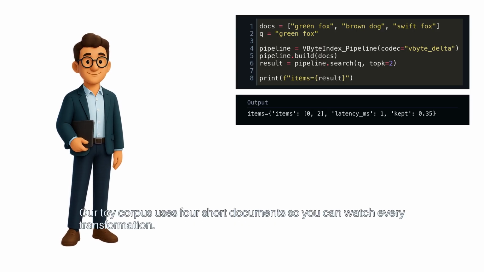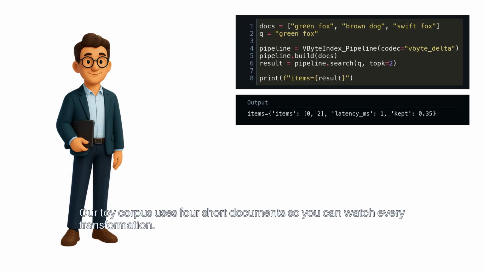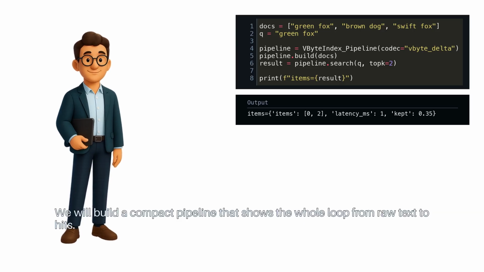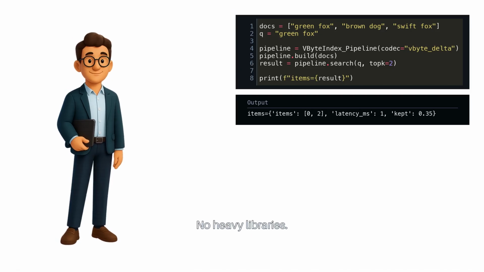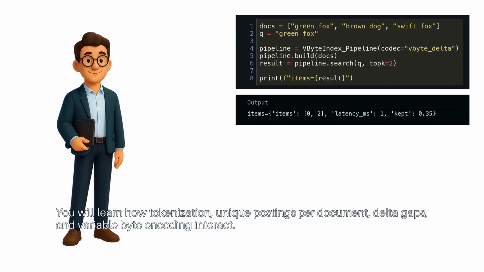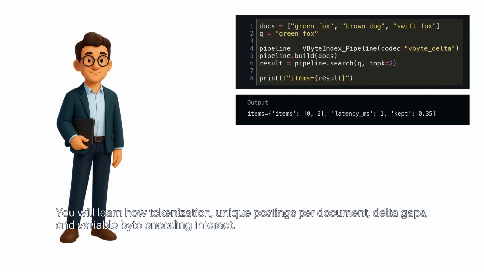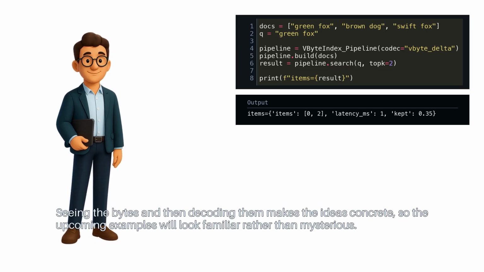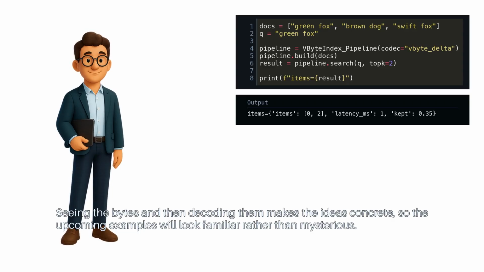Our toy corpus uses 4 short documents, so you can watch every transformation. We will build a compact pipeline that shows the whole loop from raw text to hits. The code stays simple. No heavy libraries. You will learn how tokenization, unique postings per document, delta gaps, and variable-byte encoding interact. Seeing the bytes and then decoding them makes the ideas concrete. So the upcoming examples will look familiar rather than mysterious.